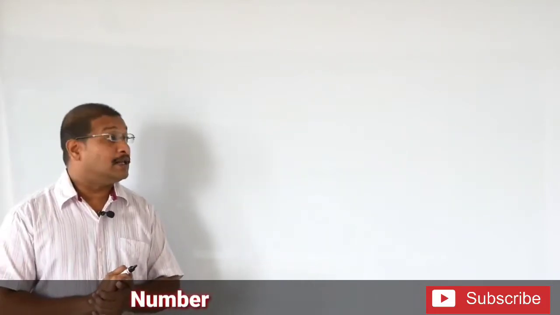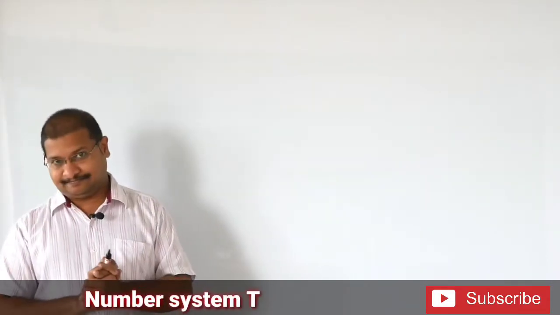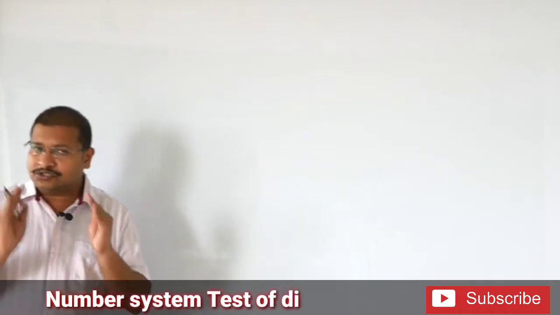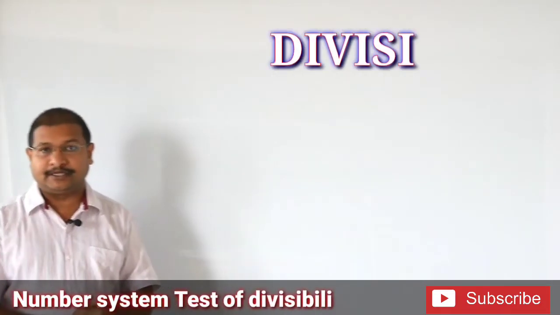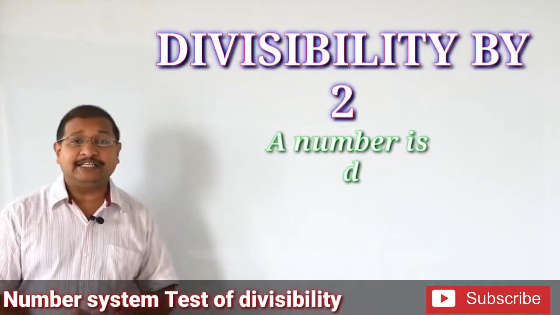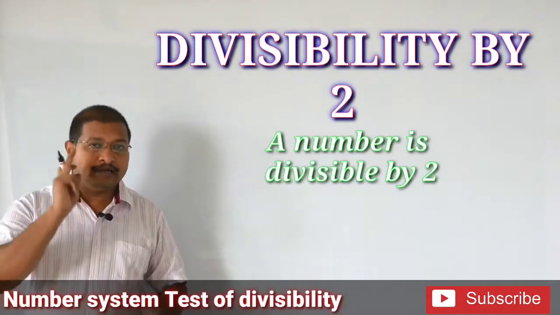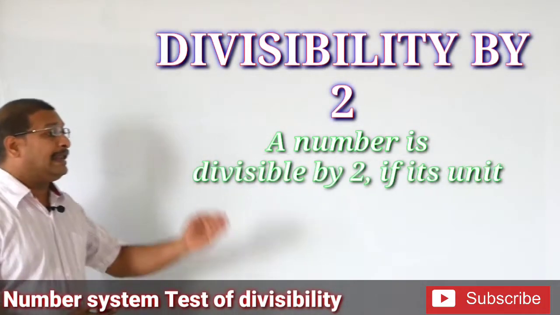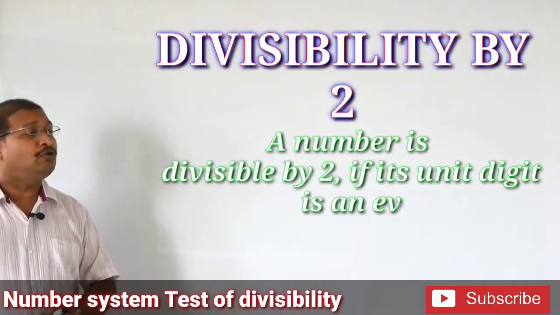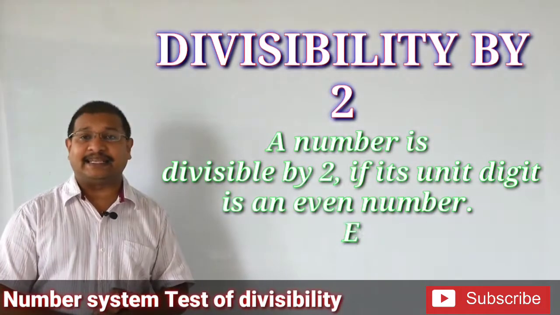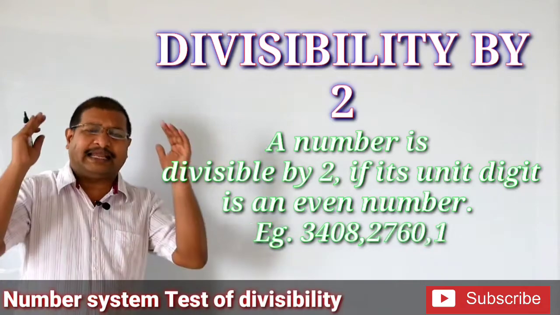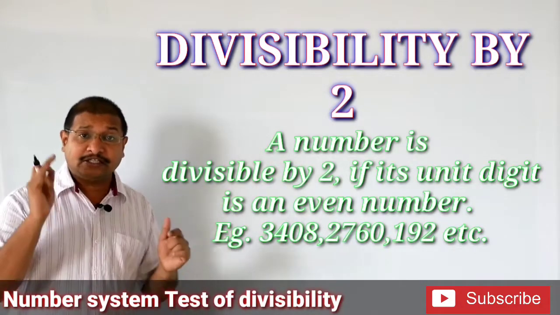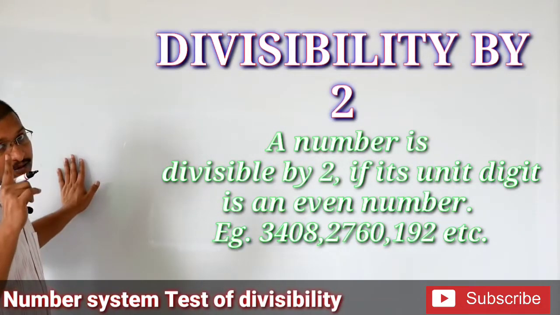Hi students, let's see tests of divisibility. This is from the number system. The first one, divisibility by 2. A number is divisible by 2 if its unit digit is an even number. If you want to say that a number is divisible by 2, its unit digit should be an even number.